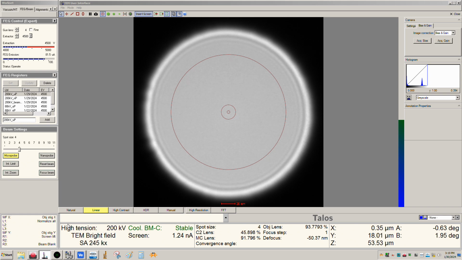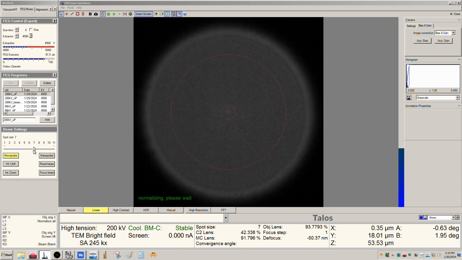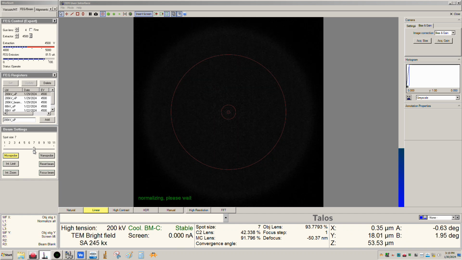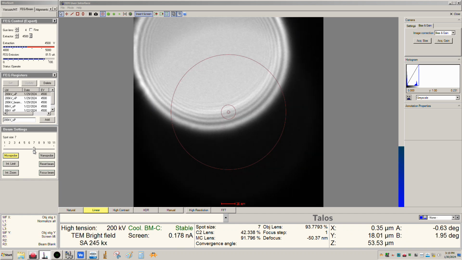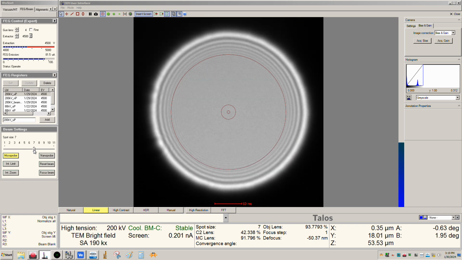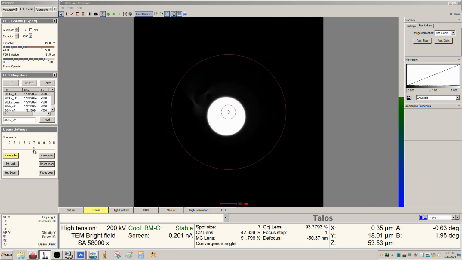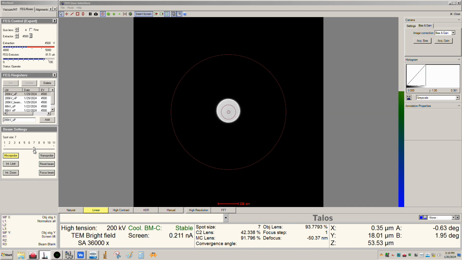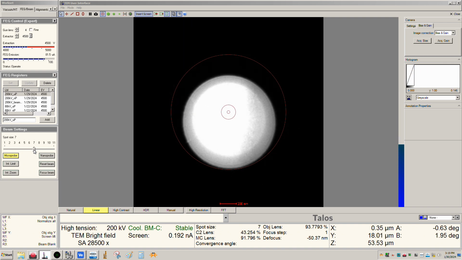Of course, you can make this too low, okay? So you always have to balance the trade-offs here. So if I want to go to say spot size 6 or 7, let me go to spot 7 and see how much current I get here. Okay, so I'm only getting about 200 picoamps. Let me go ahead and quickly realign this, because the C2 aperture is going to depend on the spot number on this machine.